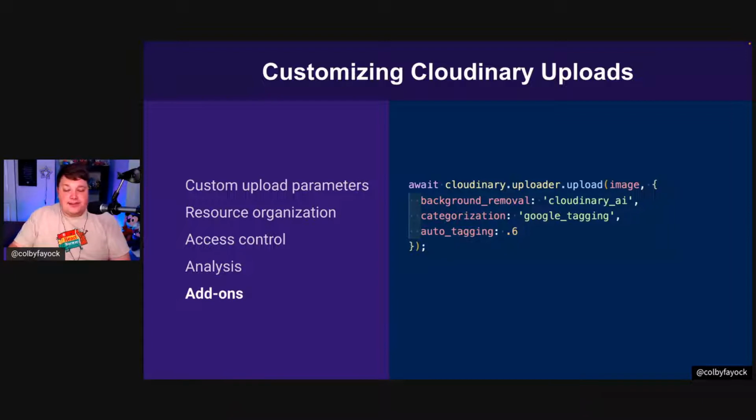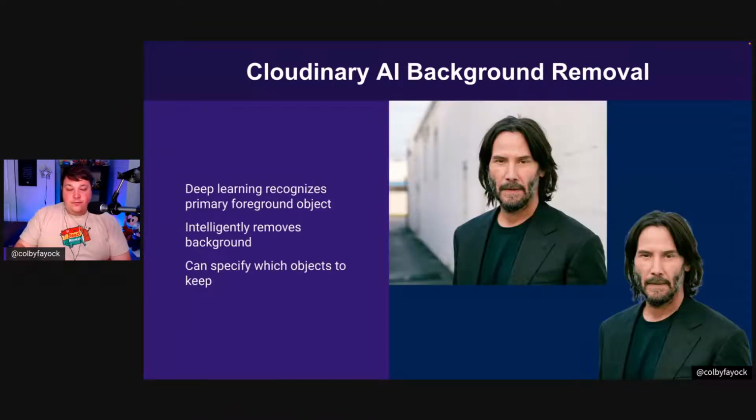But we're going to look at an example of how we can utilize add-ons that extend the capabilities of Cloudinary. Here in this snippet that I'm showing, we're looking at two different examples of add-ons that we can use: removing the background of images with Cloudinary AI and auto-tagging with Google. First, using AI background removal.